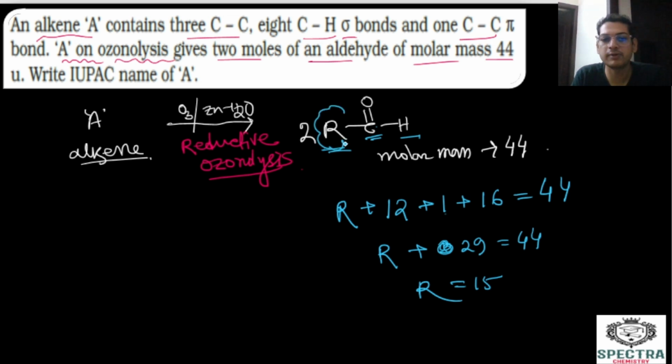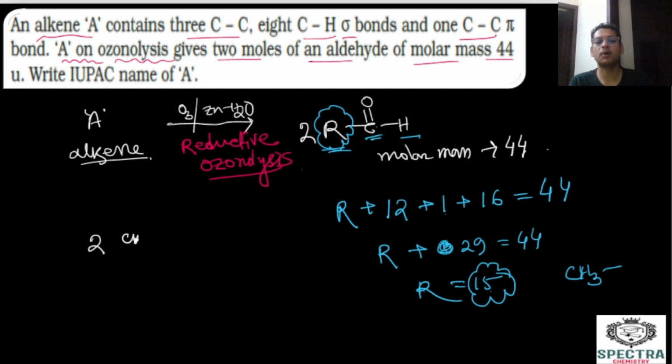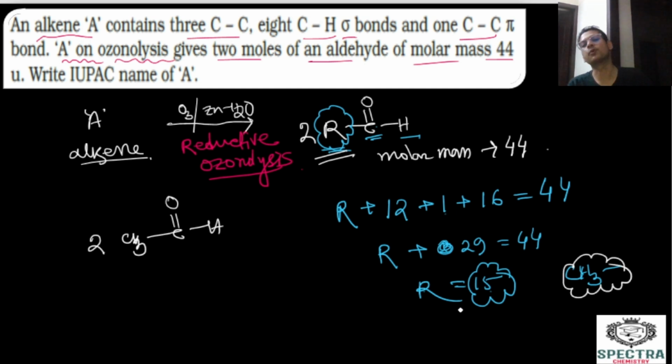So this R, whatever it is, is contributing 15 u. Okay? 15 u. 15 means, sir, I can only take 1 carbon, right? Because carbon is already 12, and that means I can take only 3 hydrogen. So the R group is CH3. If I get this, then my job is done. That means I am getting 2 molecules of CH3 C double bond OH. Sir, how? I already got that R will be CH3. I have already proven this, so CH3 C double bond OH.